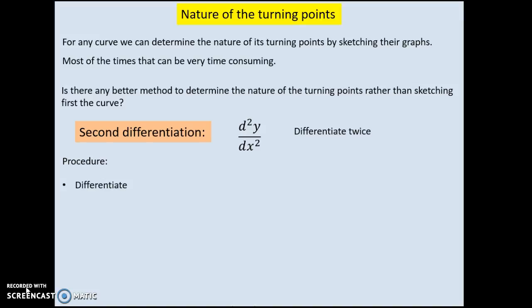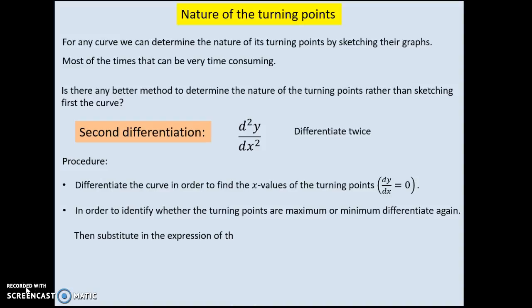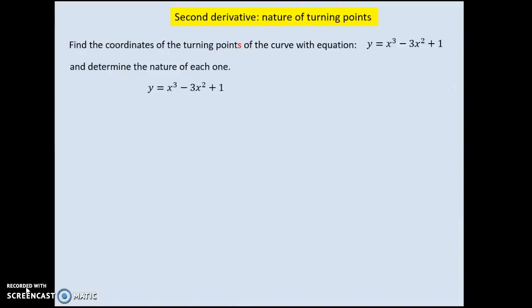The procedure is that after you find the coordinates of the turning point, where the gradient is equal to 0, you then substitute that value of x into the second differentiation. If your answer comes out to be negative, then it's a maximum, and if the second derivative at the turning point is positive, then it's a minimum. So let's see one example.